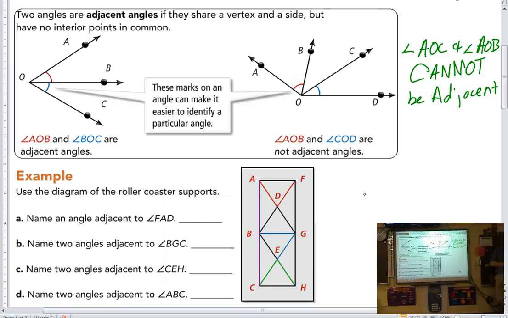That's not adjacent. So if you think practically about this, you could be adjacent to your house when you're standing next to it. When you are inside your house, you're not adjacent. You're not next to, you're in. So, I mean, there's a lot of applications we could do. Any questions? So they need same vertex, shared side. Cannot be inside of each other.